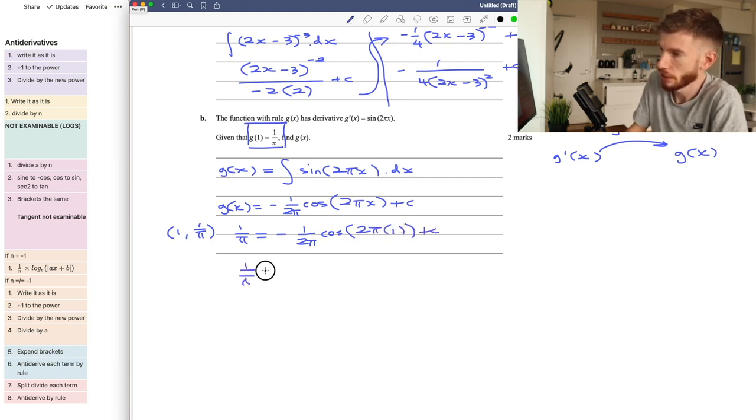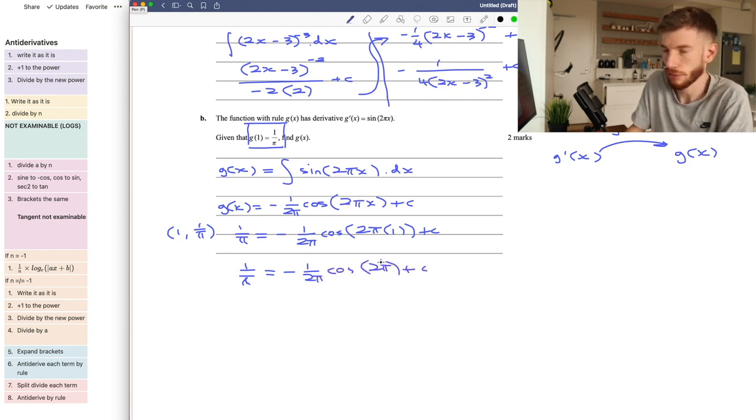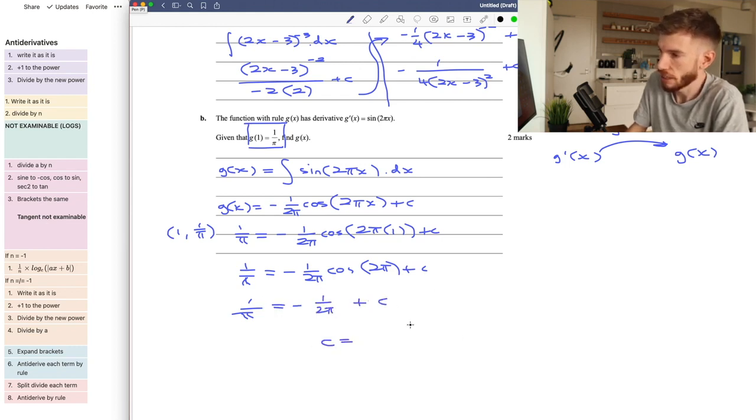So 1 on pi is equal to negative 1 on 2 pi cosine 2 pi plus c. Here we use our exact value, so cosine of 2 pi is 1, so we get 1 on pi is equal to negative 1 on 2 pi times 1, so just that, plus c. So c is equal to 1 on pi plus 1 on 2 pi, which then we have to make the denominators the same and all the rest of it. So this here would be 2 on 2 pi plus 1 on 2 pi, which is equal to 3 on 2 pi. And there we go.